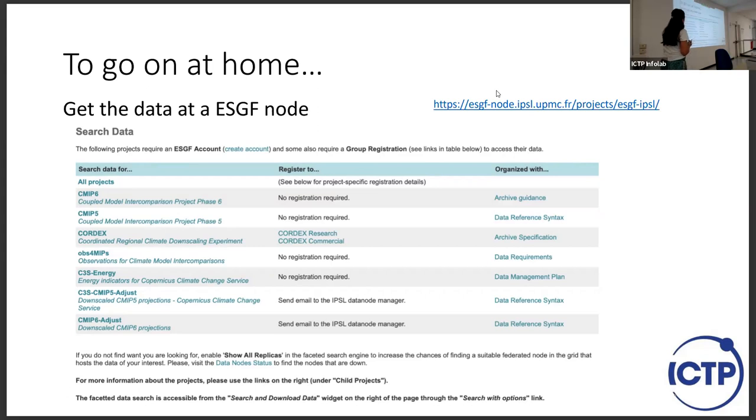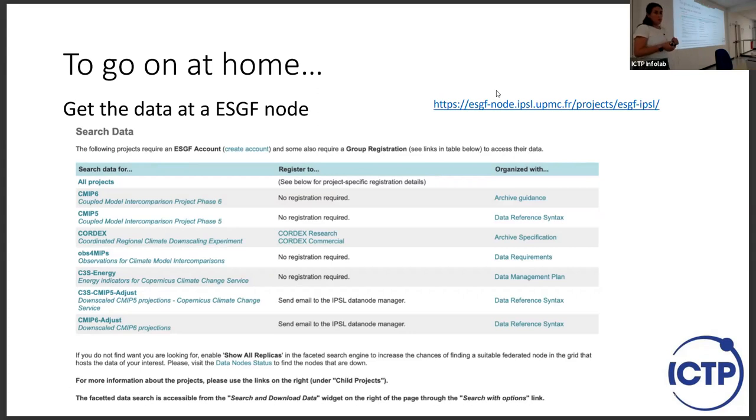This is only an example, I usually use the French one. You can select the project that you want to analyze, CMIP6, CMIP5, CORDEX. And there you can download all the data that you will see available now in your folders on the computer.